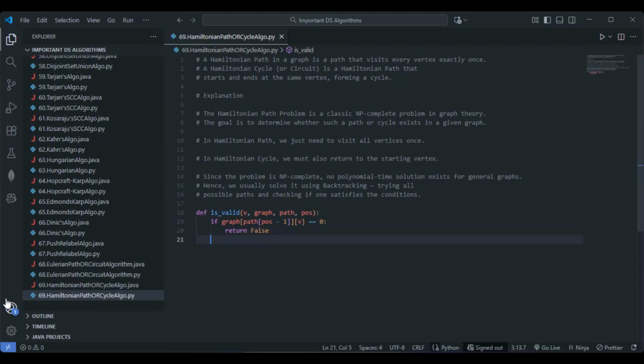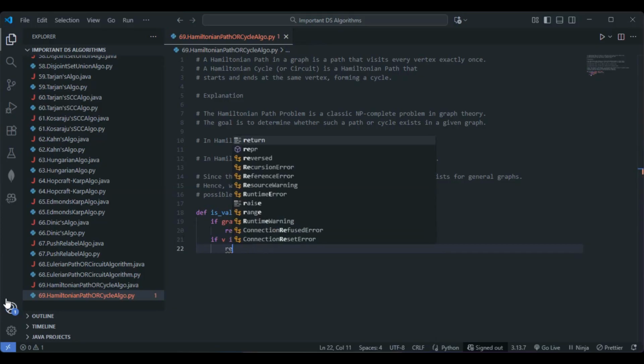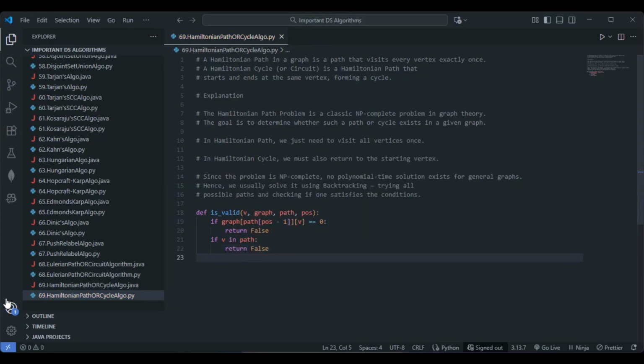Now, what if the vertex has already been included in the path? Then also it's invalid. Now let's write the if condition: if v in path, then we have to return False as it is invalid. Next step, else we have to return True. So let me go with True here. We are done with the first step.